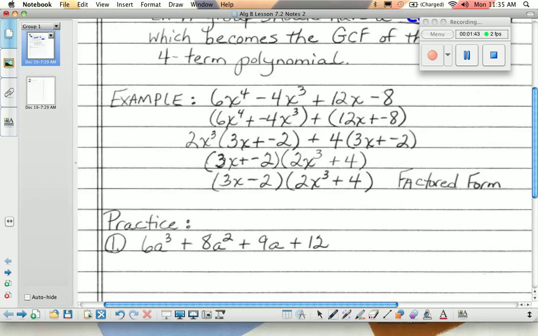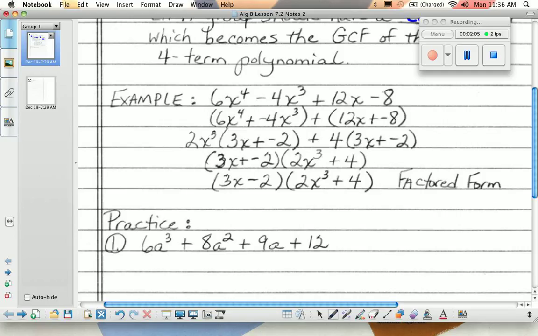Okay, so here's an example for us just to study for a second here. 6x to the 4th minus 4x cubed plus 12x minus 8. I did 2 things in the next step. I changed the subtraction to add the opposite. That's always what we're going to continue doing: change subtraction to add the opposite. And then I let the first 2 terms become a group by putting parentheses around them. I let the other 2 terms become a group by putting parentheses around them.